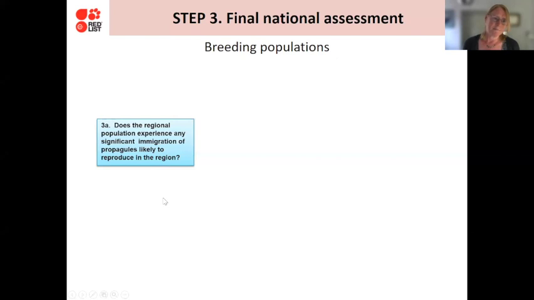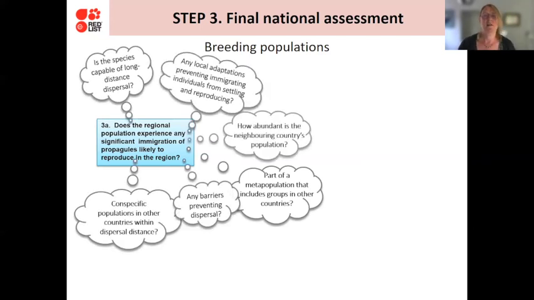So first question, does the national population experience any significant immigration of propagules likely to reproduce in the region? Now, for this question, you need to consider these other questions. Is it part of a metapopulation that includes conspecific groups in other countries? Is this species capable of very long distance dispersal? Are there any barriers preventing that dispersal from happening? Are there any local adaptations preventing those individuals from settling and reproducing in your country? So there might be immigration, but are those individuals actually contributing to your population, or are they just not able to settle there at all?